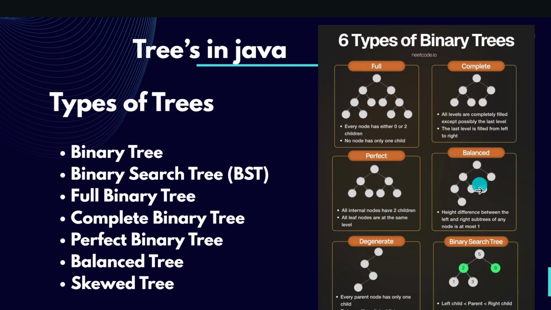So what is meant by a balanced tree? This balanced tree is also known as an AVL tree. Why is it known as an AVL tree? We will see that in the upcoming sessions. Degenerate means random order. Then the binary search tree, which is a very important thing. Here is 5. On the left side it has to be a smaller number. On the right side it has to be a larger number.